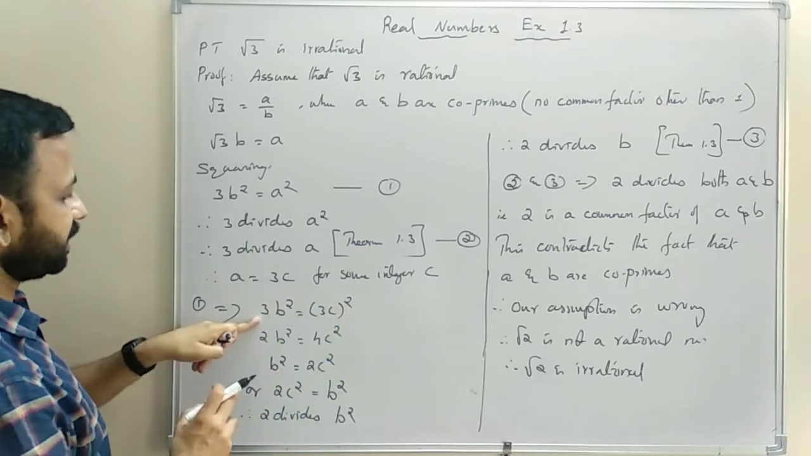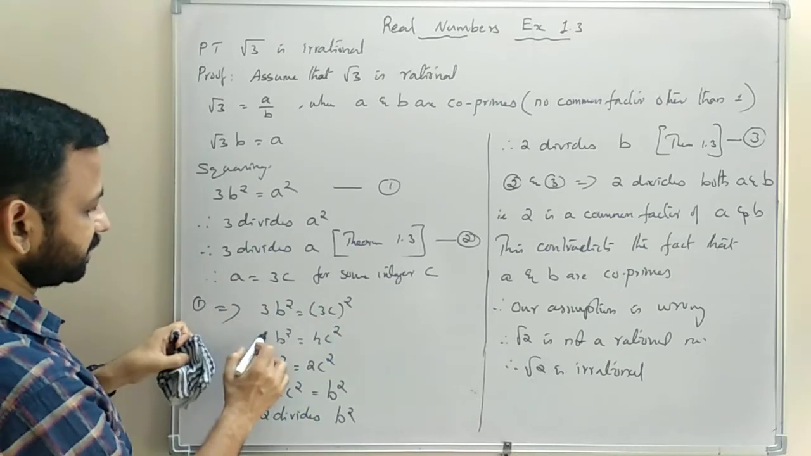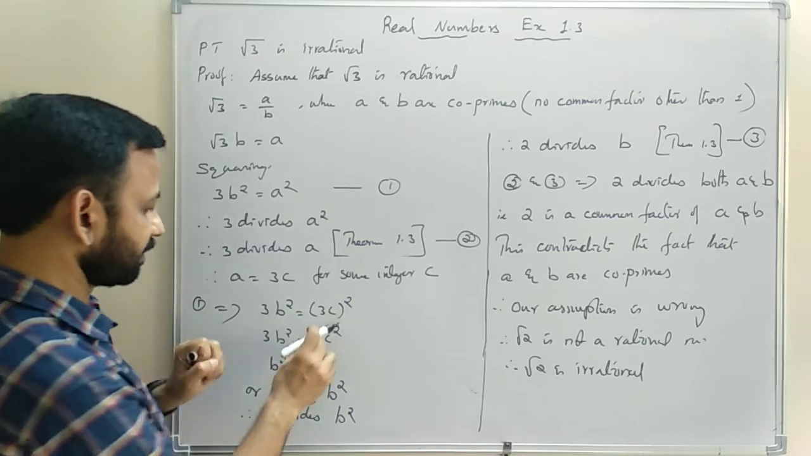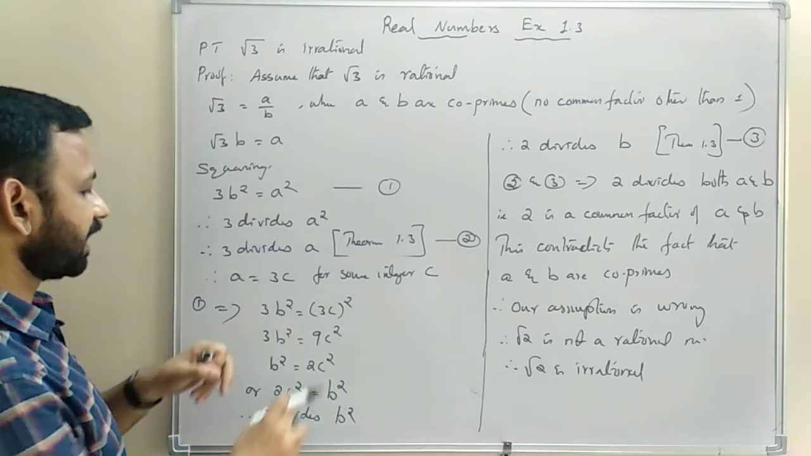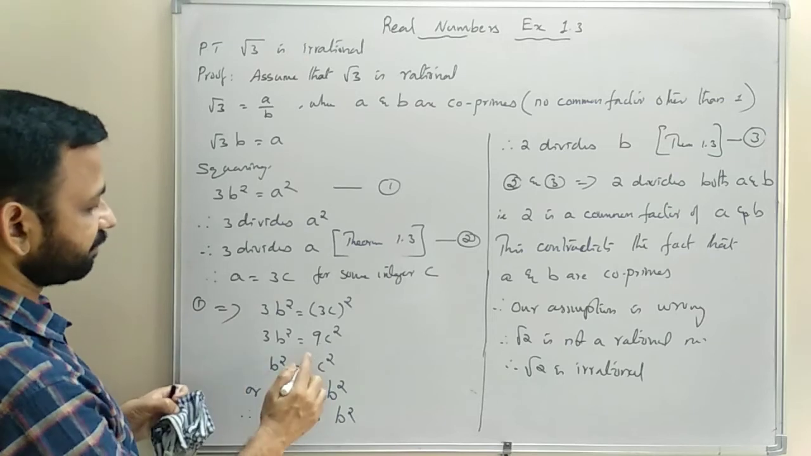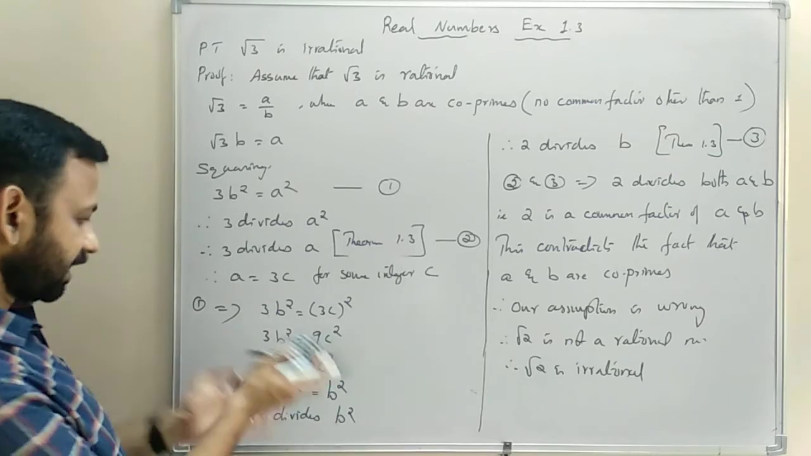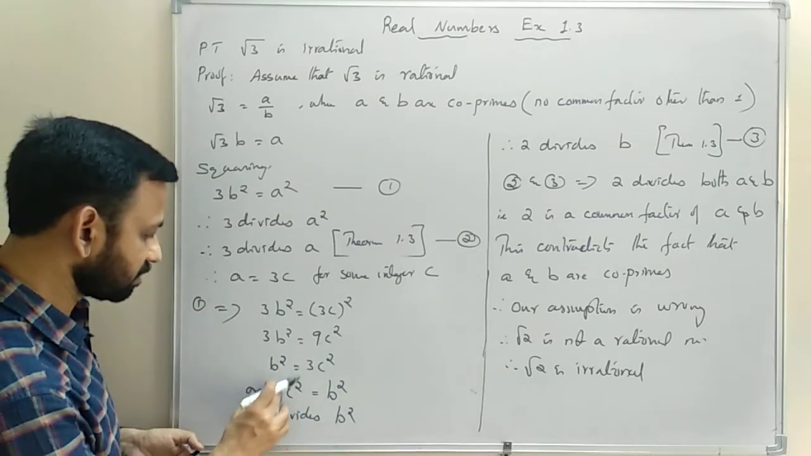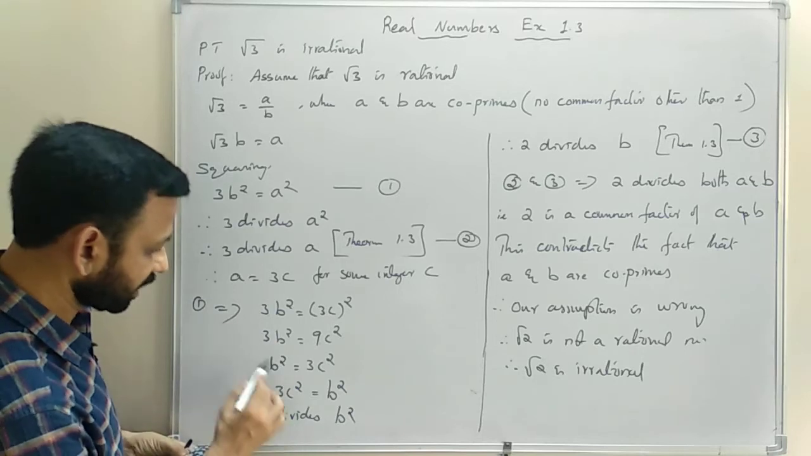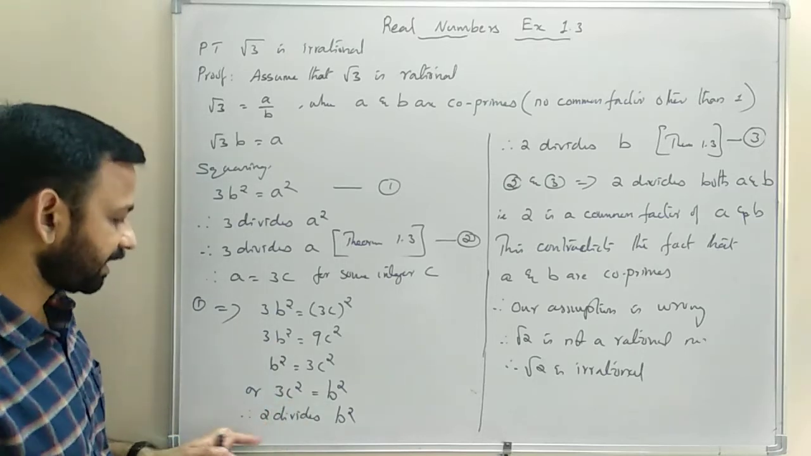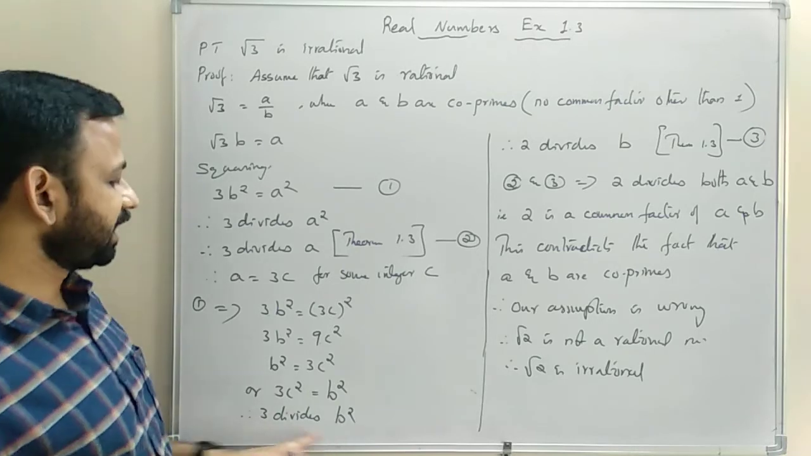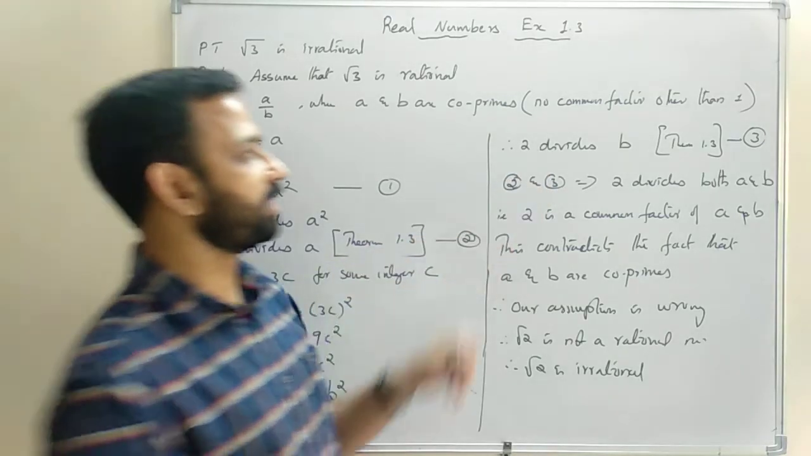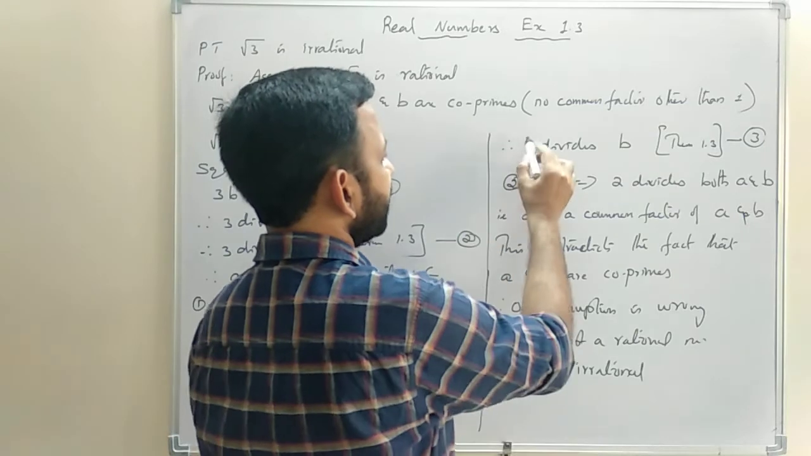That is 3b square equal to 3 square, that is 9c square. Then 3 and 9 will be cancelled, so here we will get a 3. Then interchanging LHS and RHS, so 3c square equal to b square. So we can write 3 divides b square. If 3 divides b square, by theorem 1.3, we can write 3 divides b.